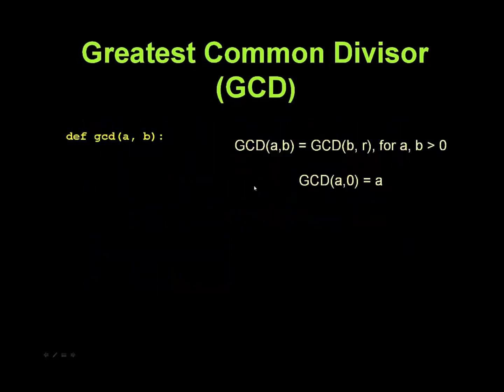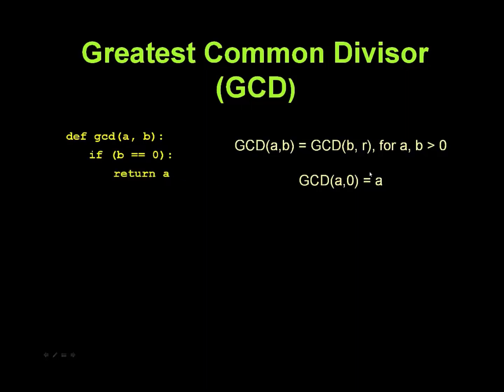First, let's look at the code. So this over here is exactly what we just saw on the other page, right? So GCD of A, B is GCD of B, R for A and B greater than 0, and then GCD of A, 0 is A. So we can write the code in this form. So define GCD A, B, right? Now, look at this part. If B is 0, then what? Then we return A, right?